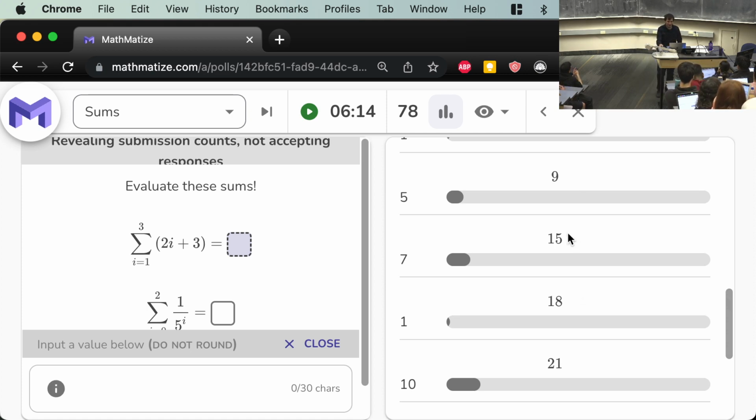If you're one of the 7 people who got 15 and you want to tell me, oh, I got it like this, tell me now. Or is there anything else I can clear up about this one? This one should be pretty straightforward, unpackaging the notation.